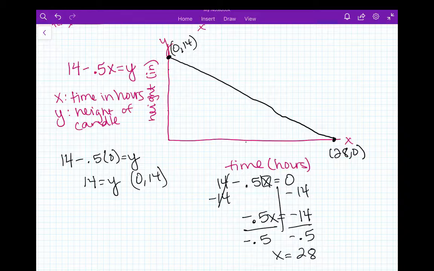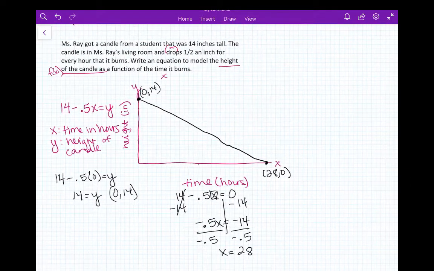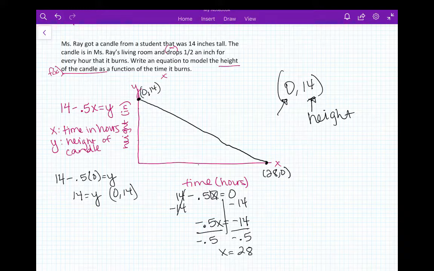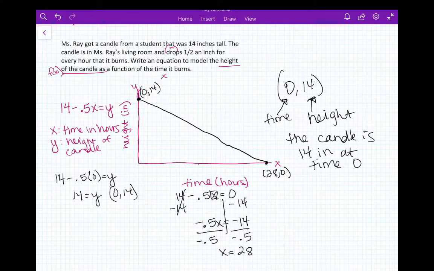You should use a straight edge of some sort to draw that line. So now what do these intercepts represent? Remember, the height is on the y-axis. So 0, 14, this represents height, and my x represents time. So what does this mean? This means that the candle is 14 inches at time 0. What is time 0? Well, time 0 is before I started burning the candle. It's when the candle was new.